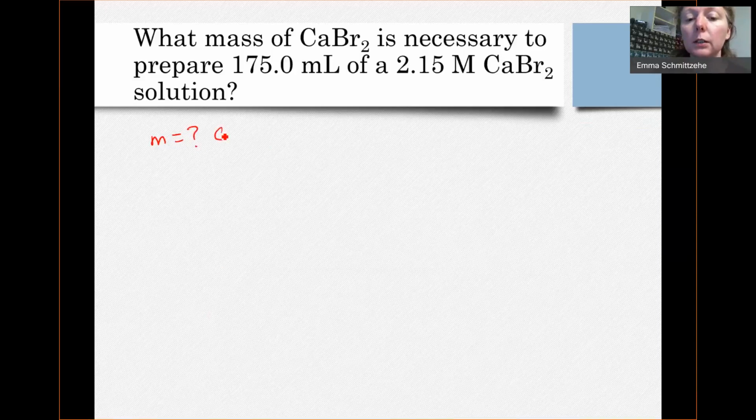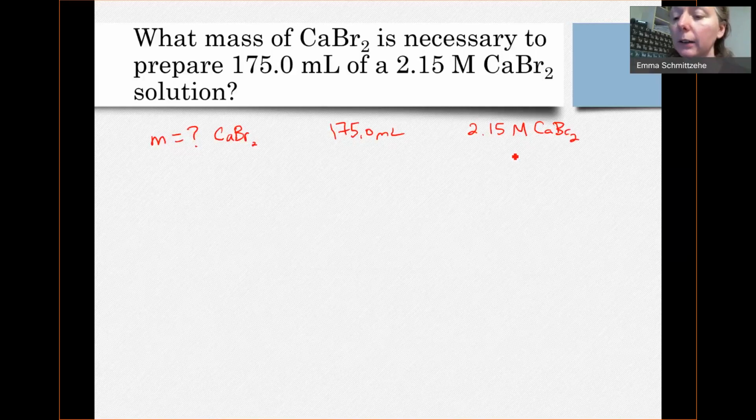I guess I can label that better. Mass of the calcium bromide necessary to prepare 175 milliliters, 2.15 molar calcium bromide solution.